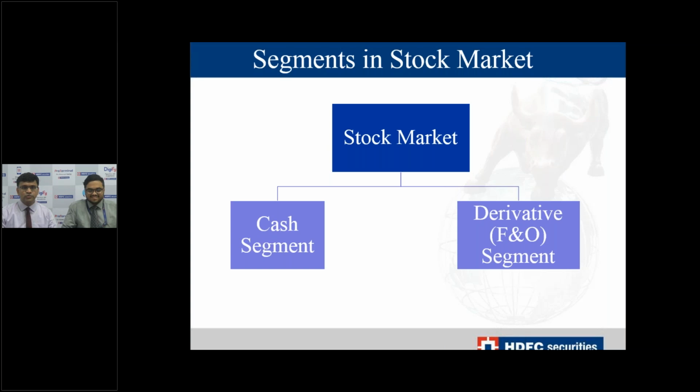Now, there are basically two segments in the stock market. One is the cash segment, and then we have the derivative segment. The cash segment is concerned with the various stocks that are offered by companies, and people can trade in the market either on an intraday basis or take the delivery. And then we have the derivative segment where we have the futures and options contracts. So we will be looking today in more detail about the futures and options.